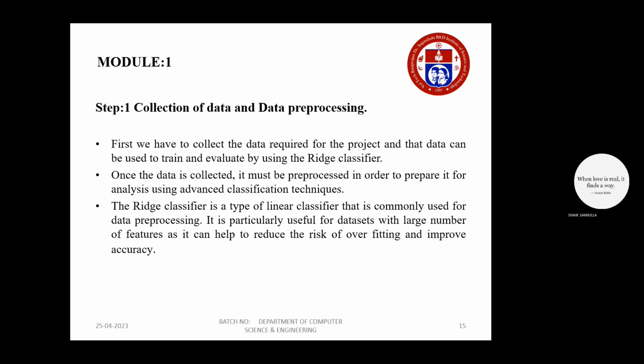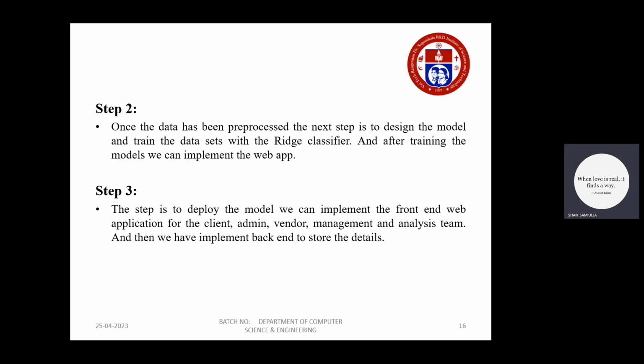Module 1. So here step 1 is collecting the data and data preprocessing. First, we are collecting the data, and we train and evaluate the data by using a risk classifier. Once the data is collected, we are analyzing using advanced classification techniques. The second step, once the data has been preprocessed, is to model and train the dataset with the risk classifier.